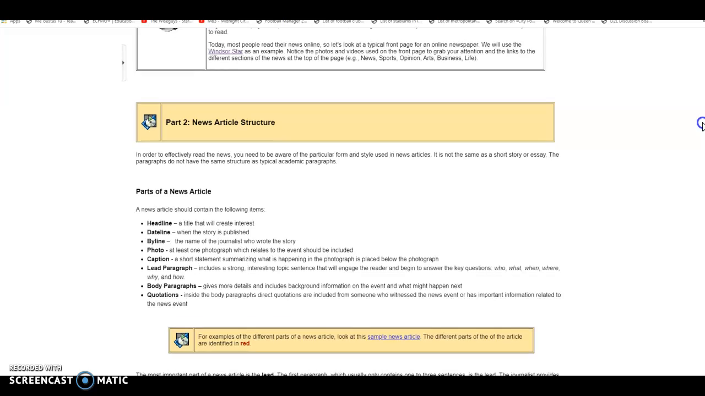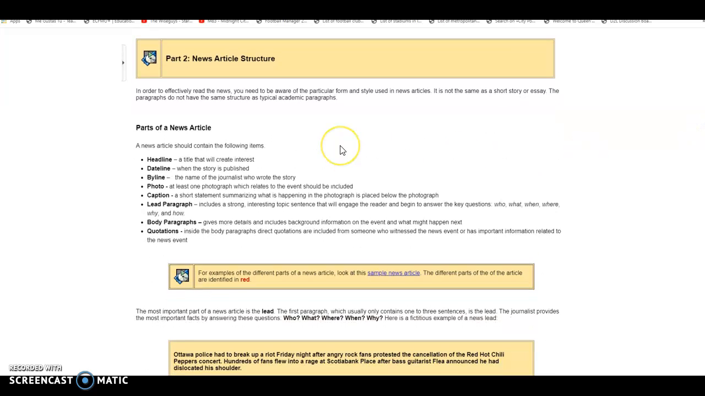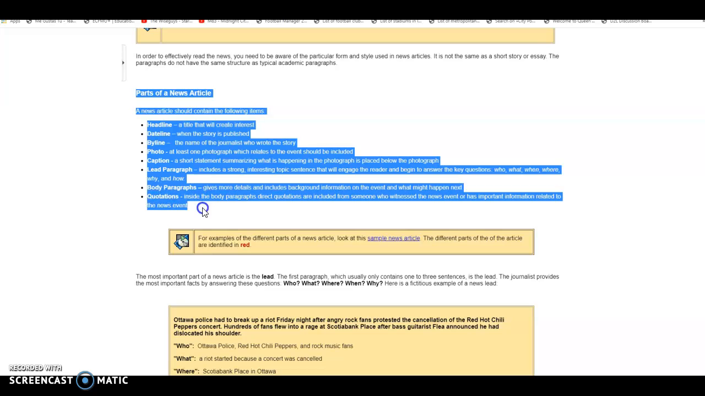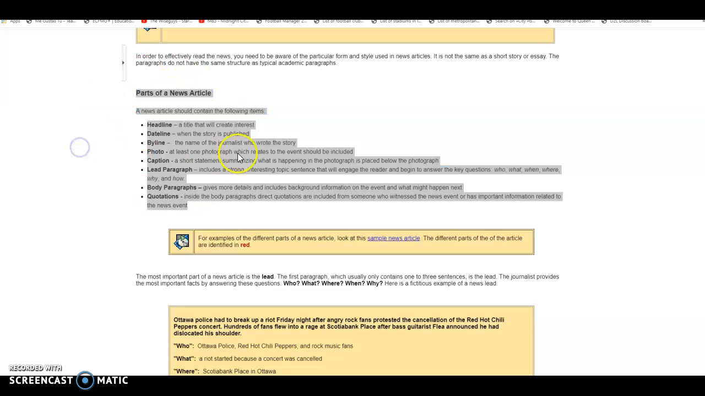After we look at what is the news, we'll look at the structure of news, and the different parts, particularly of a news article. This will be really important right here, so you might want to take notes on the different parts of a news article. Every news article needs a headline, a dateline, a byline, a photo, a caption, a lead, which is the first paragraph, body paragraphs, and some form of quotations.